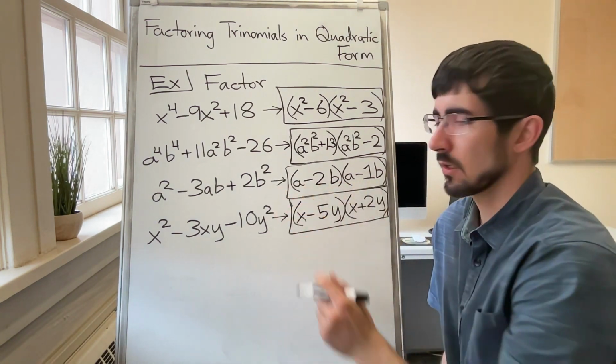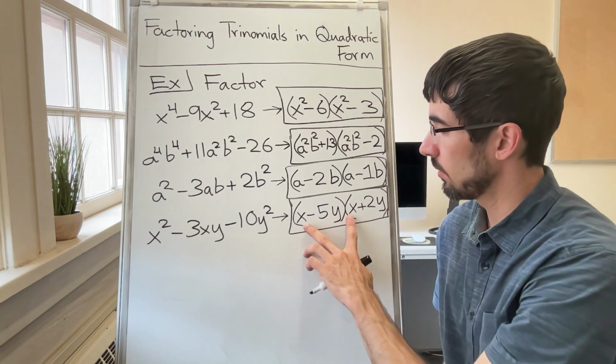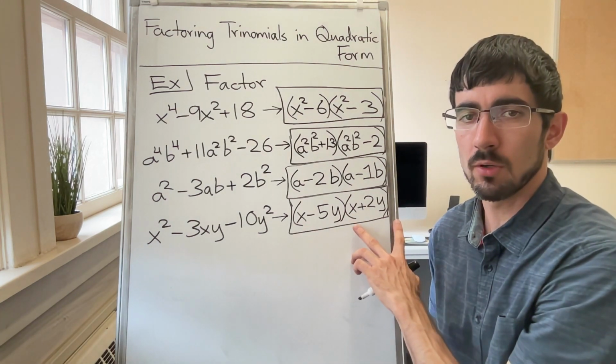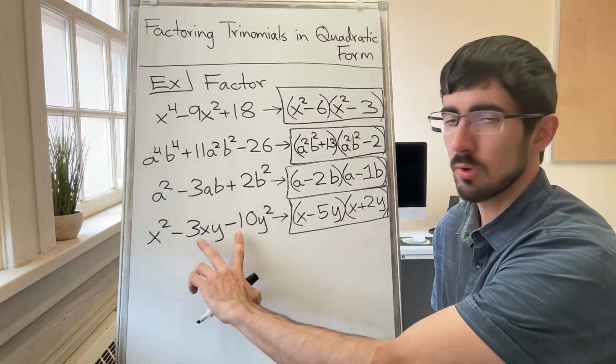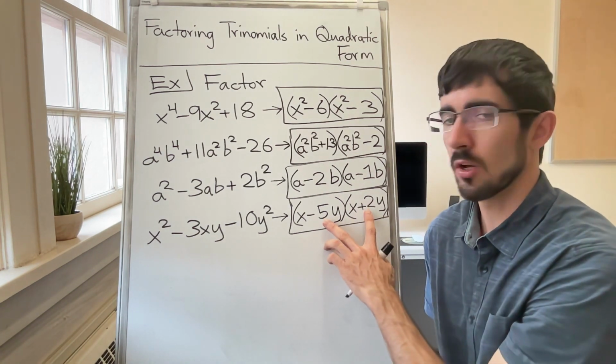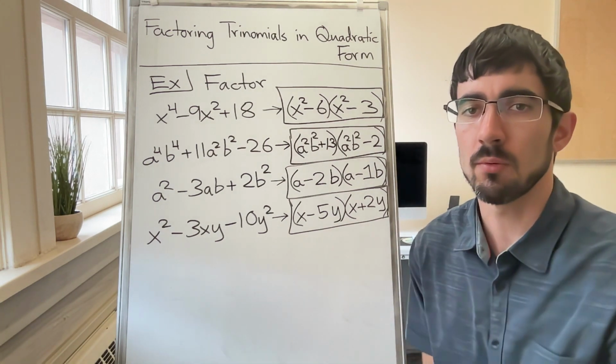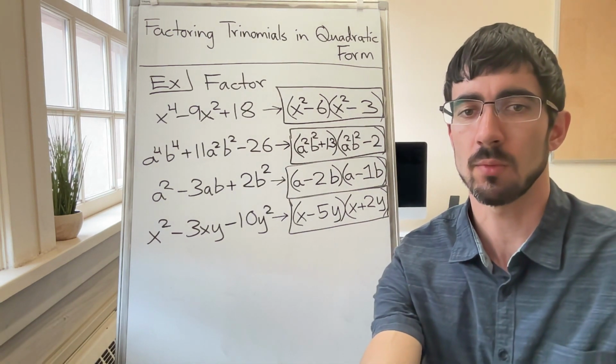Here are the factors. So these take a little more creativity in setting up the variable part of the binomial factors to match what we see in our original trinomial. But in terms of the coefficients, all of the patterns are exactly the same as what we saw with the simpler trinomial examples.